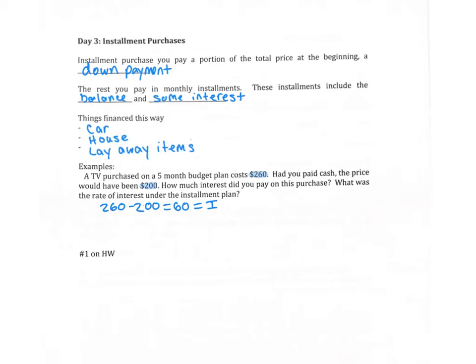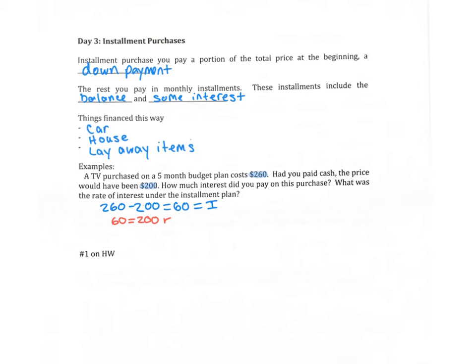Then we're actually going to do our calculations. I'm going to use the same formula that we've been using, and we're going to plug in. So we know our interest is $60. We know the principal. We know what we would have started off with, and that would have been the $200. So you're always using the value that it would have been without the interest. We're trying to find the rate.